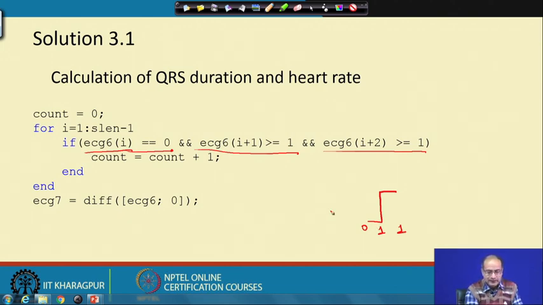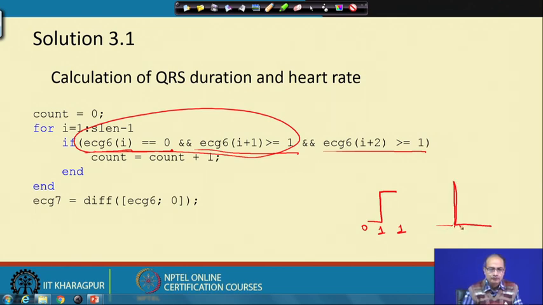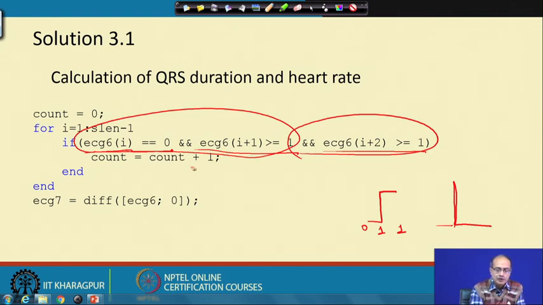The first thing is that this part is giving a transition, and it should not just come like this and again go to 0. It should be a pulse, so to check that, the next AND condition is added, that it should have some continuation. So, if it is there, then we increase the count by 1, which was initialized as 0 at the beginning. So, we go through that signal and find out how many such transitions have happened, and that will give us the count.